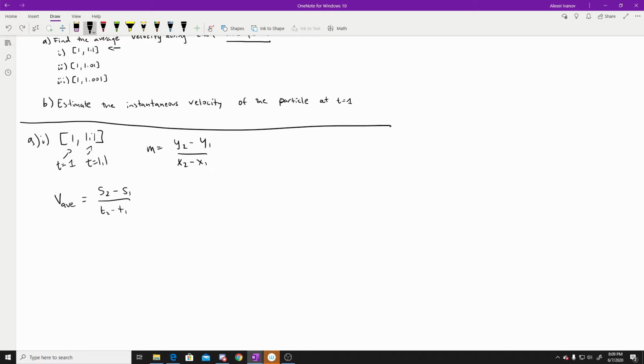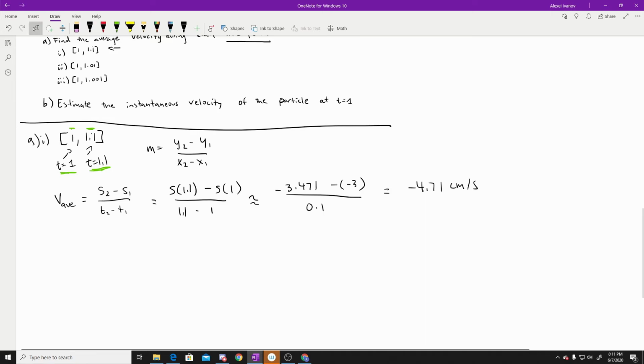So now that we have this formula written out, all that's left to do is just plug in the variables. So s at 2 will be the function at the second coordinate, which is right here, and s of 1 will be the function at the first coordinate right here. Likewise, t of 2 will be 1.1, and t of 1 will be 1. So now time to just fill in the variables and solve for the value. So now that we've computed the answer, we know that this right here will be the average velocity during the first time period.